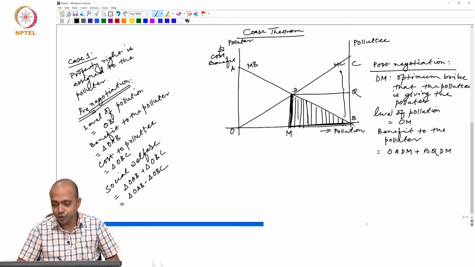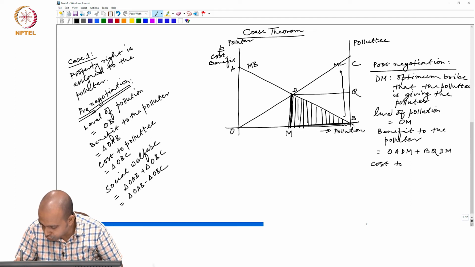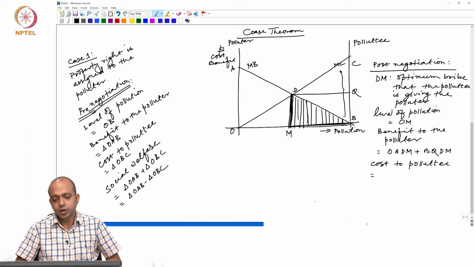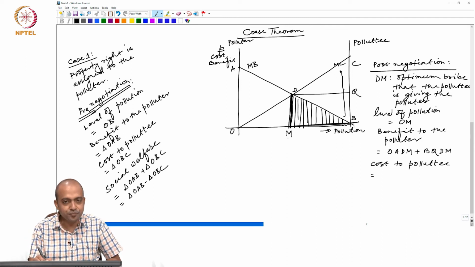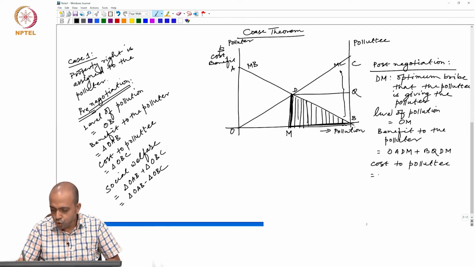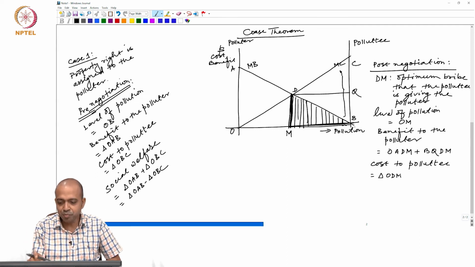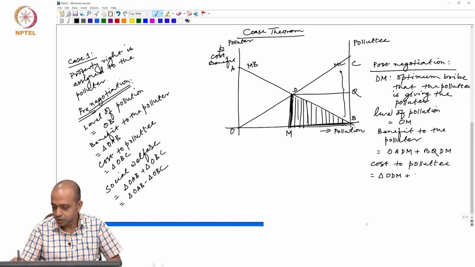Now, what is the cost to the pollutee? Since the pollution level is only up to OM, the cost is actually triangle ODM, that is the cost of cleaning the pollution. Apart from this, is there any other cost? Yes, the bribe amount, which is actually a benefit to the polluter, is actually a cost to the pollutee. So, this is the cost of cleaning, ODM, derived from the marginal cost curve, plus the bribe amount BQDM.